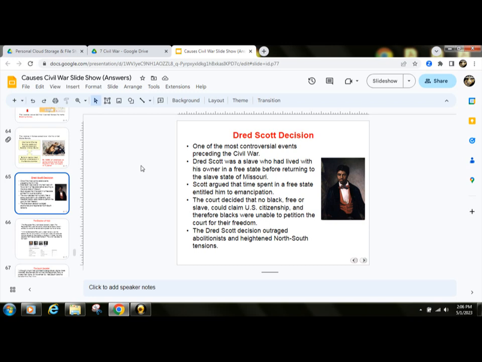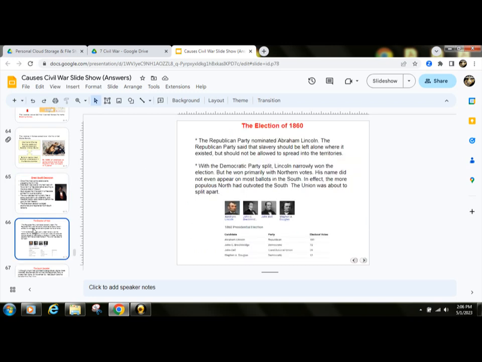Another important event, the Dred Scott decision. This was one of the most controversial events preceding the Civil War. Dred Scott was a slave who had lived with his owner in a free state before returning to the slave state of Missouri. Scott argued that time spent in a free state entitled him to emancipation, that's freedom. The court decided that no black, free or slave, could claim U.S. citizenship, and therefore blacks were unable to petition the court for their freedom. The Dred Scott decision outraged abolitionists and heightened North-South tensions. So this is from the Supreme Court.